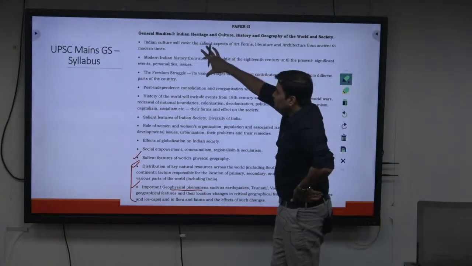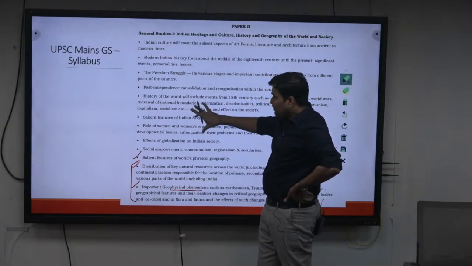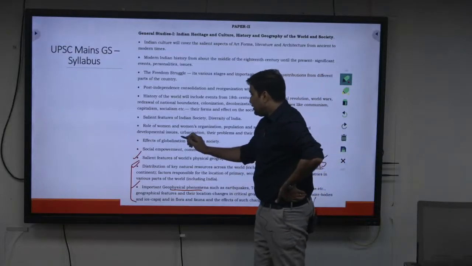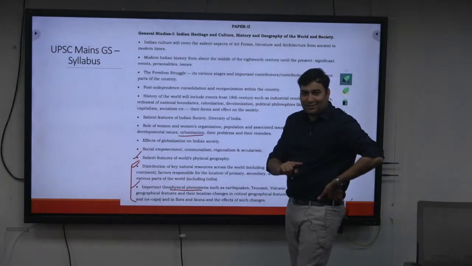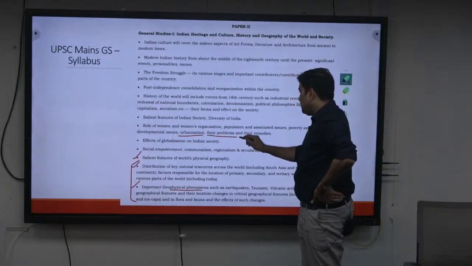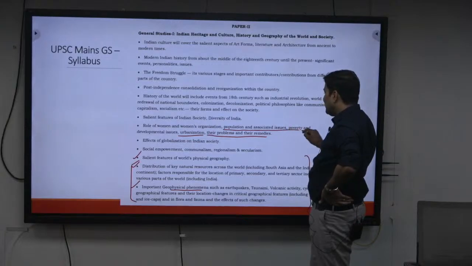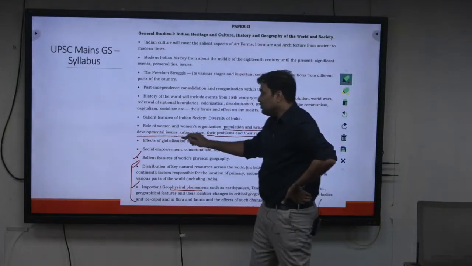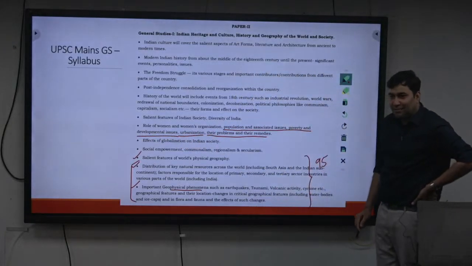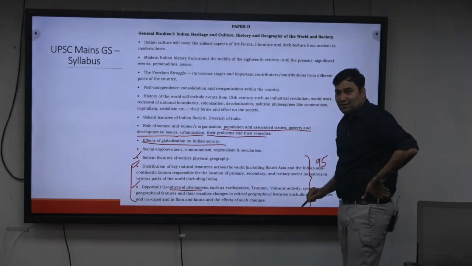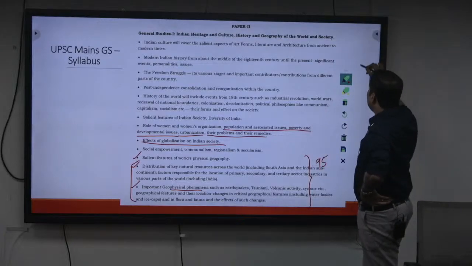Now out of this, first history, I am not saying anything, but from this society part, if you just understand this part, what have you just seen? Urbanization. At the same time, we are seeing their problems and their remedies. Population geography, so population and associated issues, poverty and developmental issues, these were directly part of the syllabus. Am I right? At the same time, we have also seen effects of globalization and Indian society. Correct? Yes or no? You just saw it.